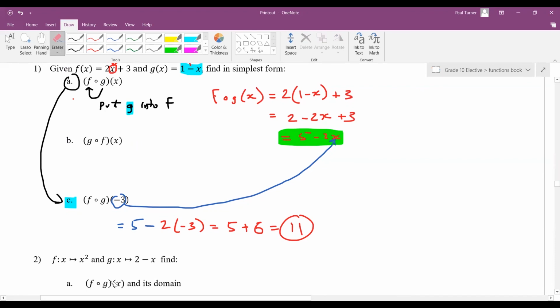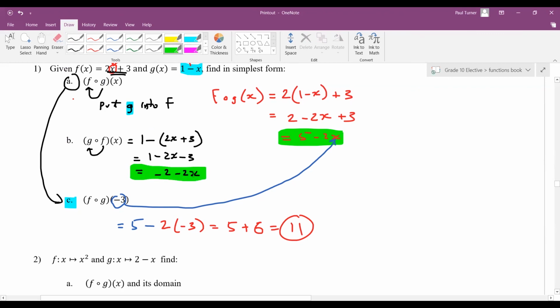This one, you do the composite and then you find the domain. That's easy enough to do. But for B, if you're still watching, we will put F into G now. So that's going to be 1 minus (2x plus 3). So do the opposite to this one. So we get 1 minus 2x minus 3. 1 minus 3 is minus 2, minus 2x, or minus 2x minus 2. So you should get that for your answer there, right?